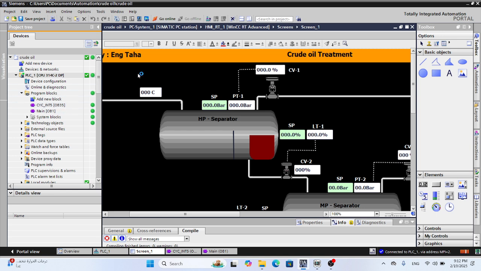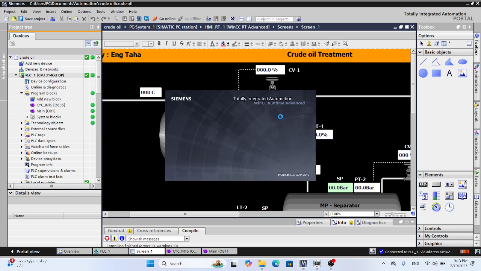We use a simulation PLC, not a real PLC, to simulate all the process. I also used a PID controller when I programmed the coding in TIA Portal, in the main block, to control the process efficiently and to control the valve opening. So we are going to start the simulation.